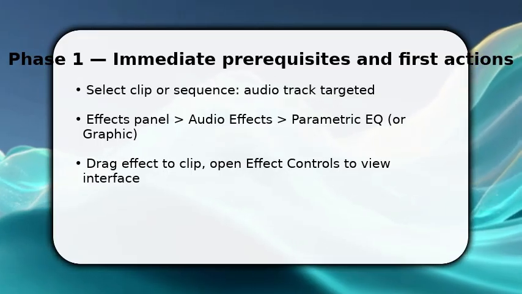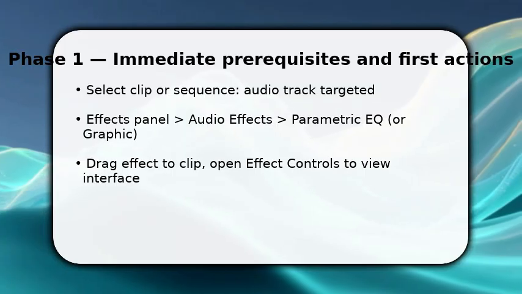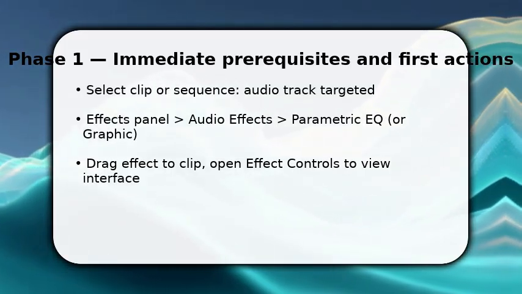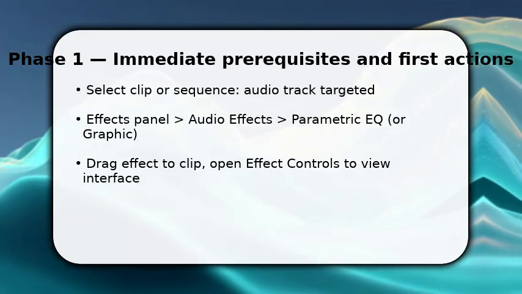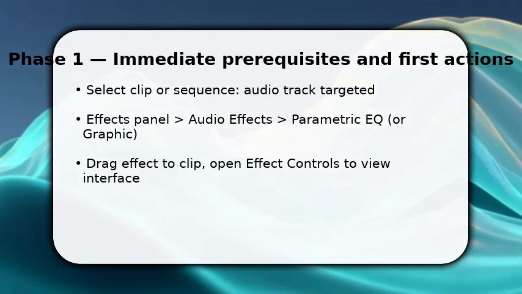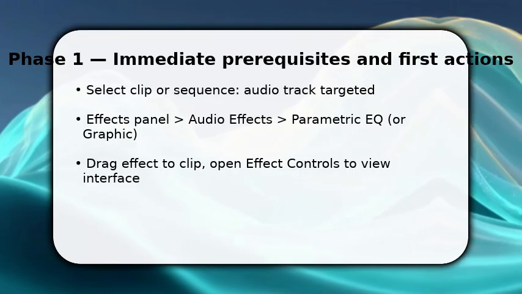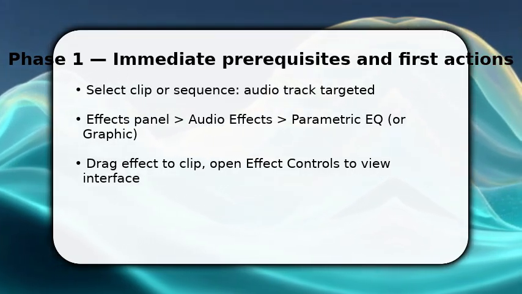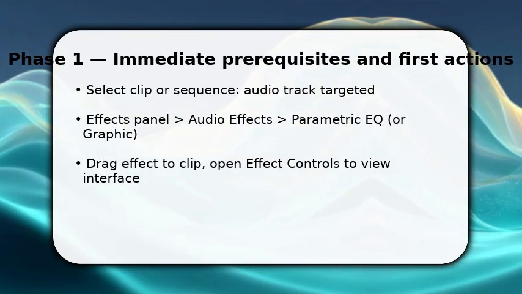You start by selecting the clip or the audio track you want to fix. This sets the target. Open the Effects panel and choose Parametric EQ or the 10-band Graphic Equalizer, then drag it onto the clip. Once applied, open Effect Controls to reveal bands, gain, Q, and frequency. This is where you'll shape sound.